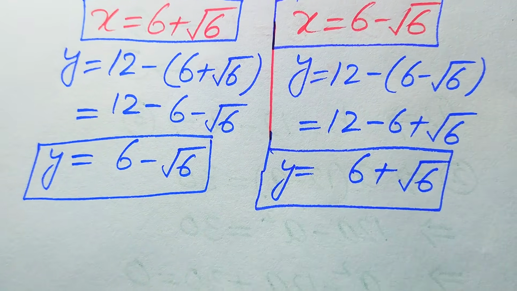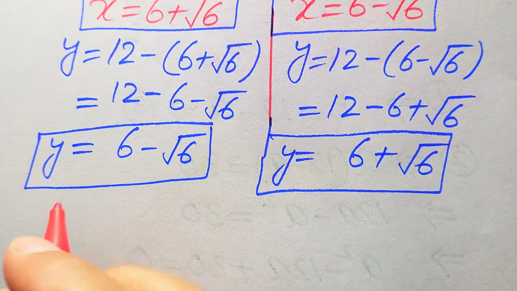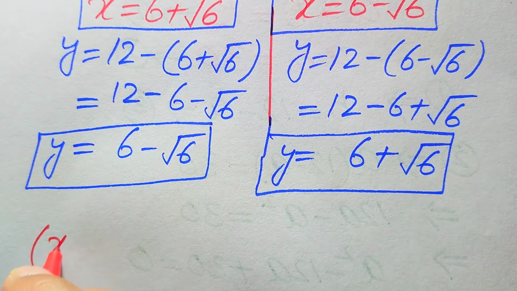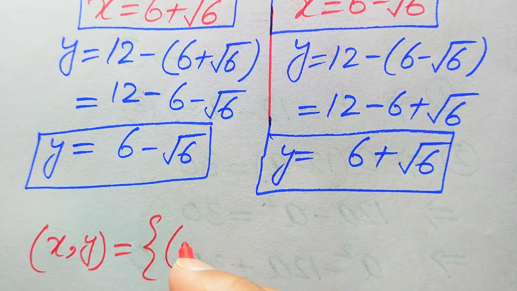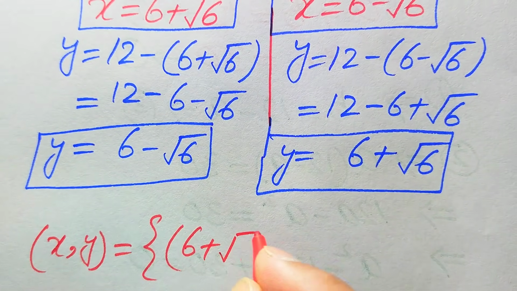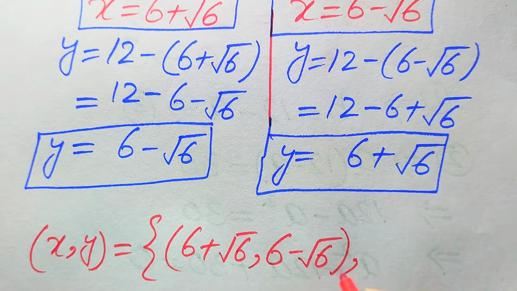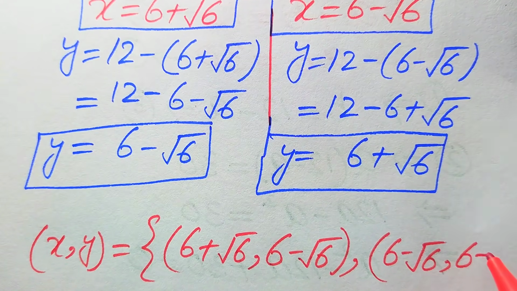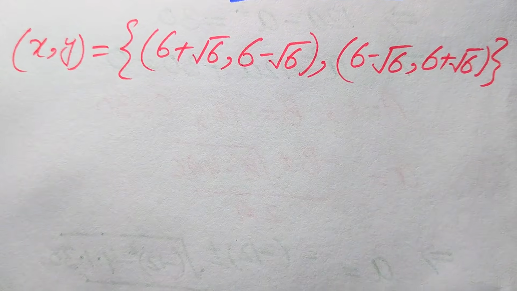So in this method we get two ordered pairs of roots in this question. The ordered pairs of solutions are: the first ordered pair is 6 plus square root of 6, 6 minus square root of 6, and the second ordered pair is 6 minus square root of 6, 6 plus square root of 6. These are the two ordered pairs of solutions.